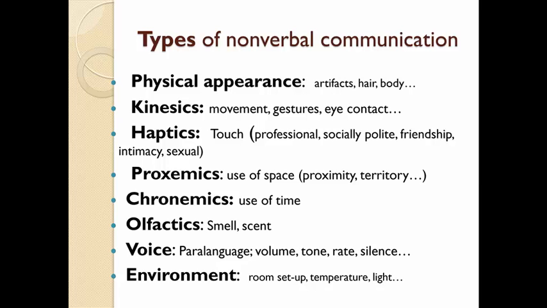Proxemics, think the word proximity. This is how people use space, how close they want to be to others, what they do with their territory, how they mark their territory, how close you want people standing to you. Chronemics, the way to remember where the word comes from, Chronos was the god of time, and so chronemics is the use of time. How do you use time? Are you on time? Are you not? Do you claim to not care about time? Olfactics, think olfactory glands, and so this is your smell and scent.